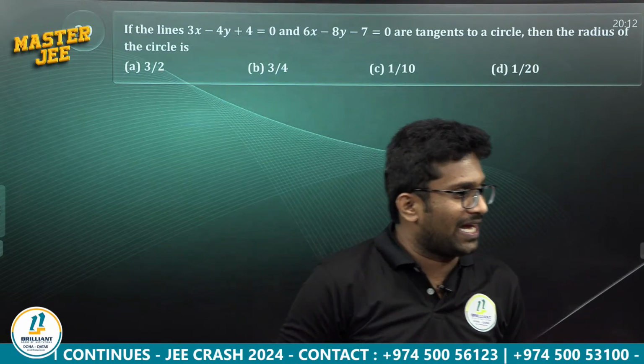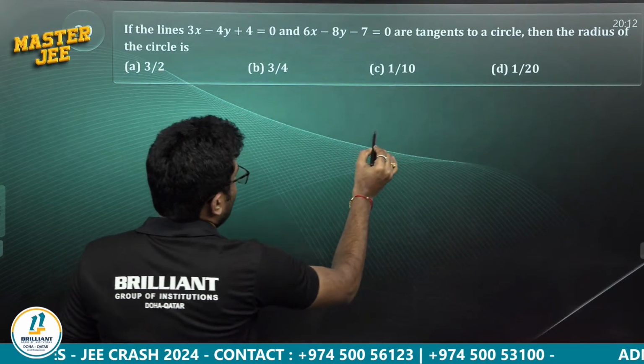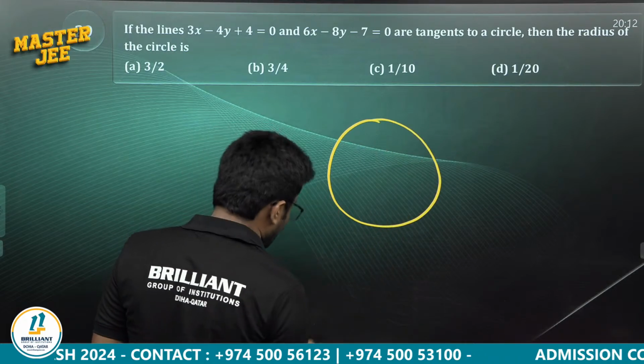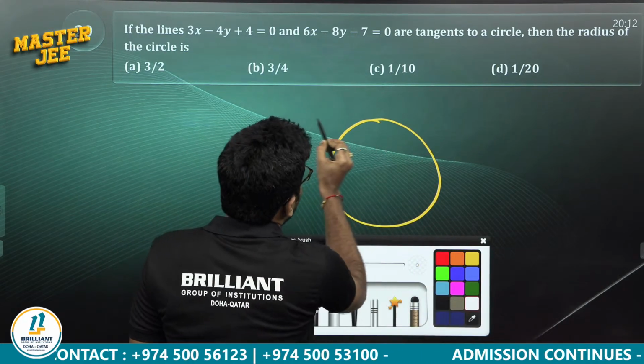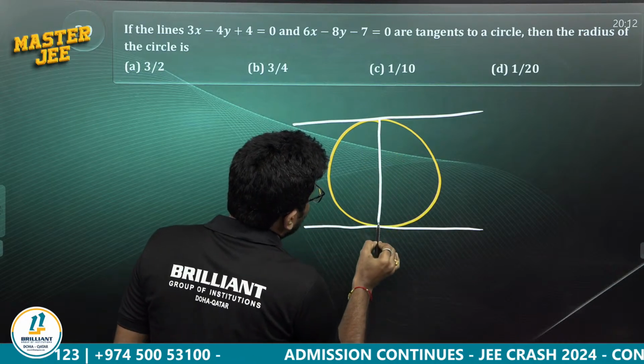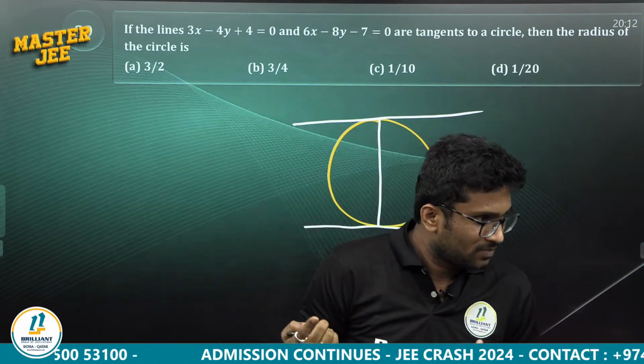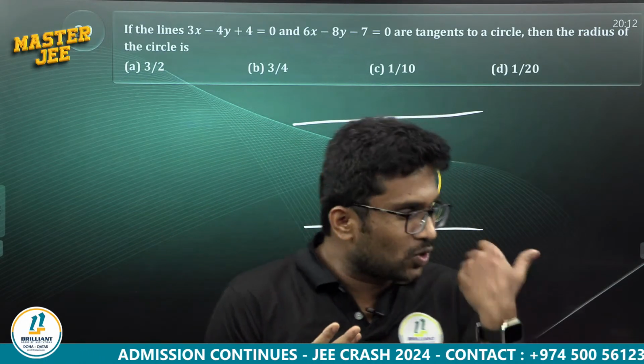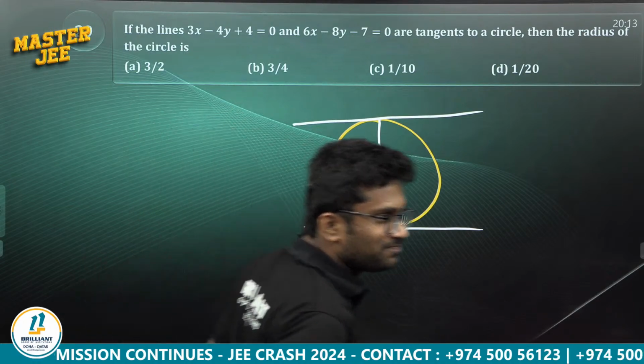They are parallel tangents, boss. They are parallel tangents. Abu, don't get mistaken. If two tangents are parallel, friends, the distance between those two parallel tangents is nothing but our diameter.